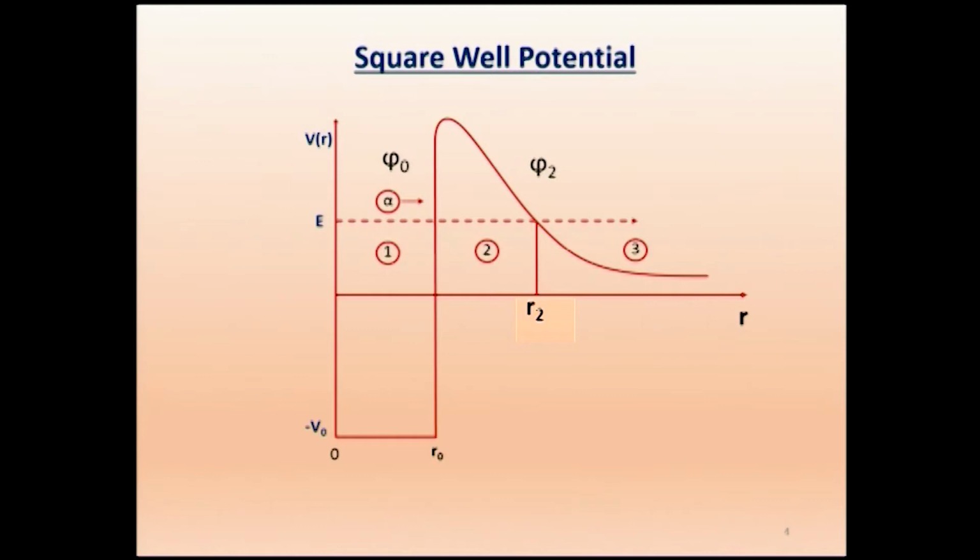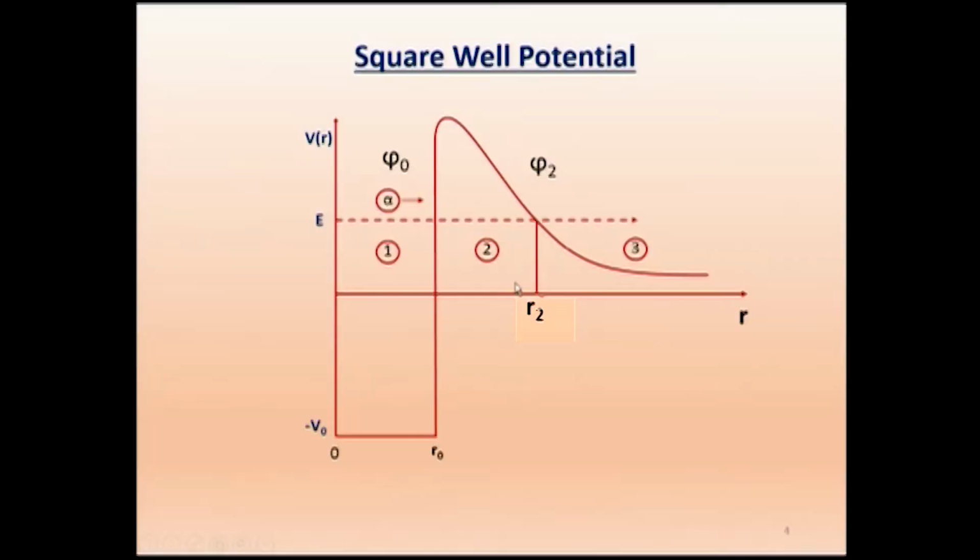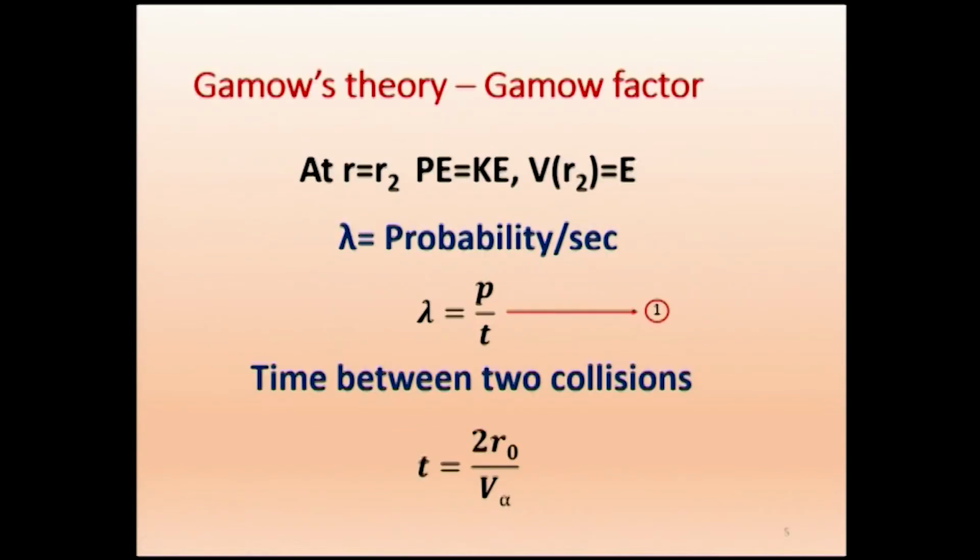So, for the square well potential, regions 1, 2, 3 we have already discussed, and this alpha particle is penetrating. psi 0 is the wave function inside the potential, psi 2 is the wave function outside the potential, and region 2 is the barrier region. So, with this background, let us continue with our derivation. We will be deriving the Gamow factor.